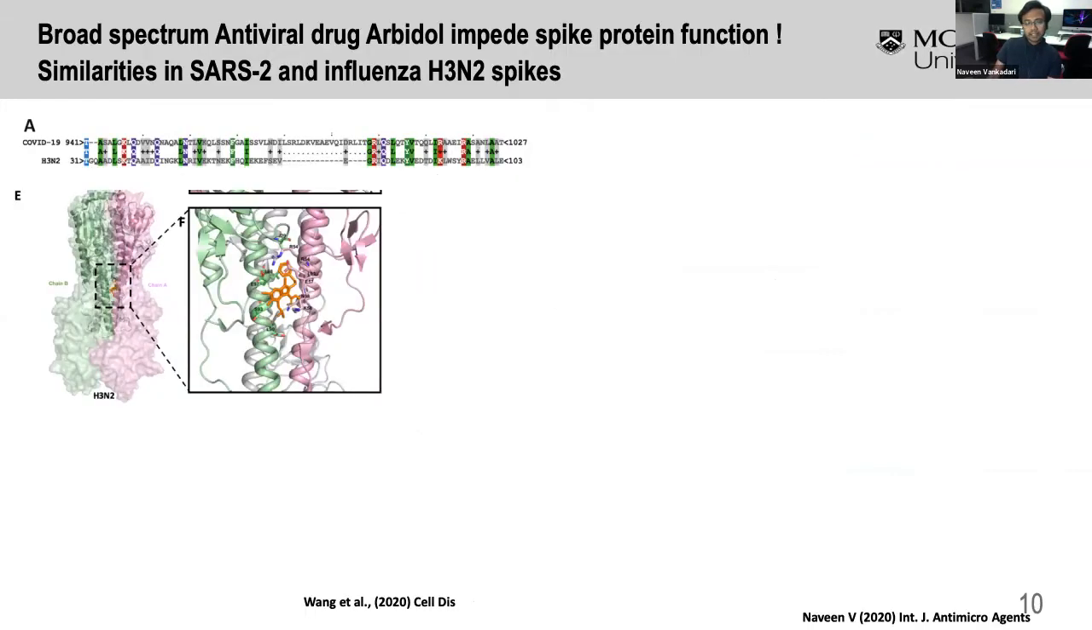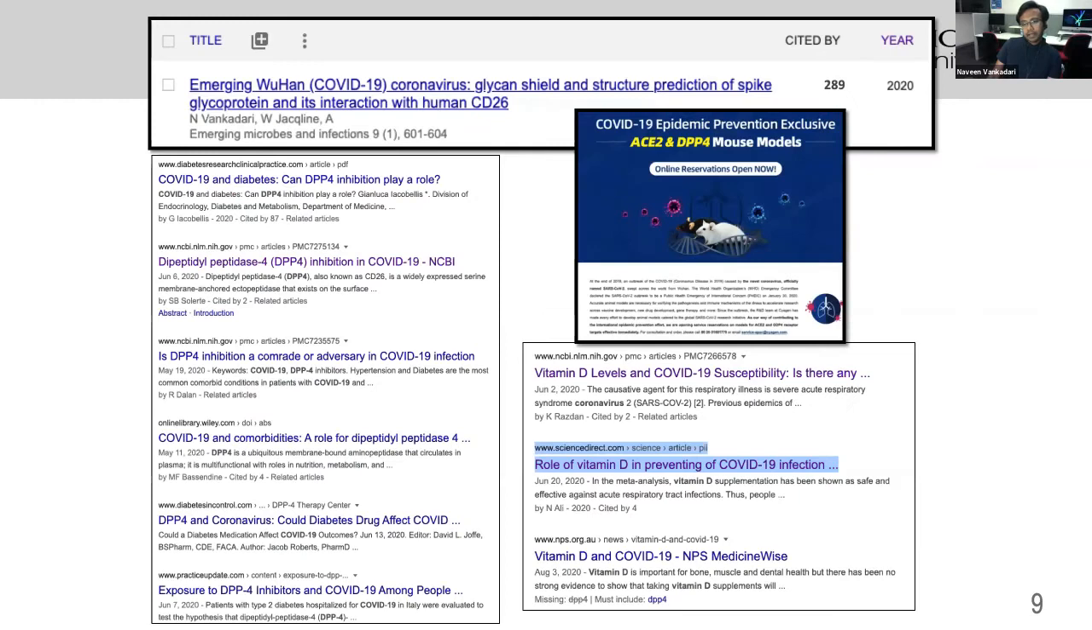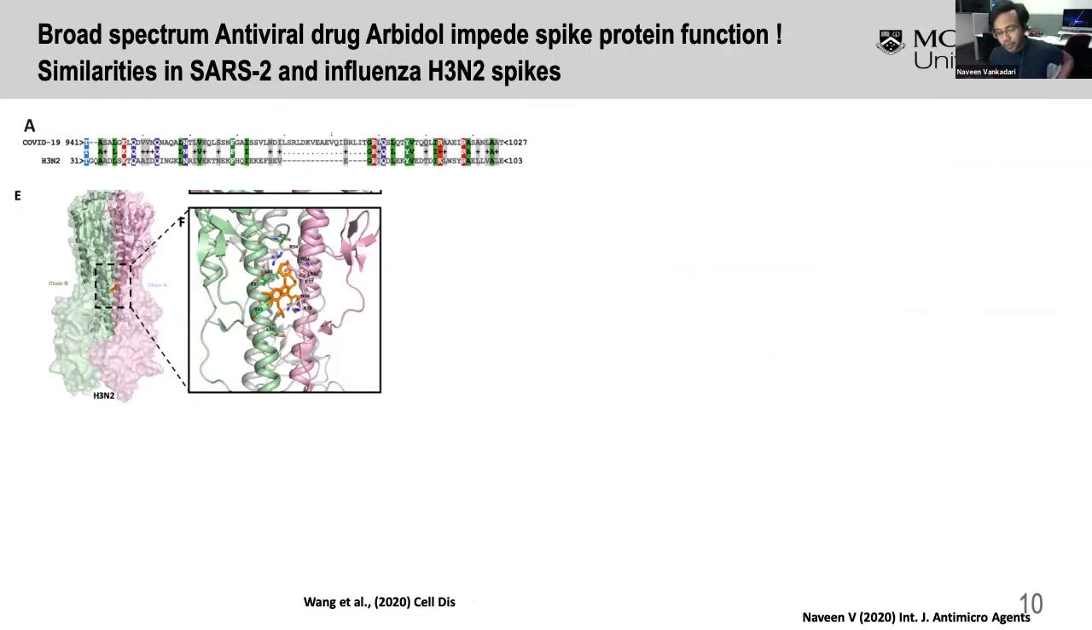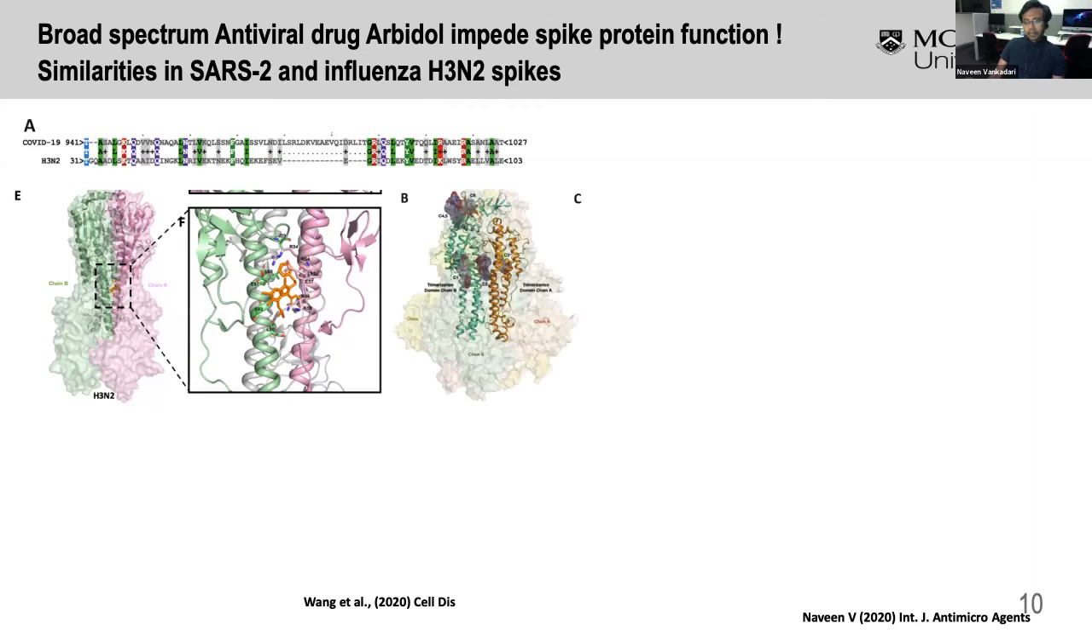As I mentioned, the spike protein, as we know, is a homotrimer, so we are looking for potential therapeutics that can break the homotrimer of the spike protein. We first drew attention to the fact that, unlike most other coronaviruses, the influenza virus H3N2 spike protein has a conserved region where a drug called Arbidol can bind effectively. Then, with molecular dynamics and computational approaches, we first tested the efficiency of this drug binding to the spike protein of SARS-CoV-2.